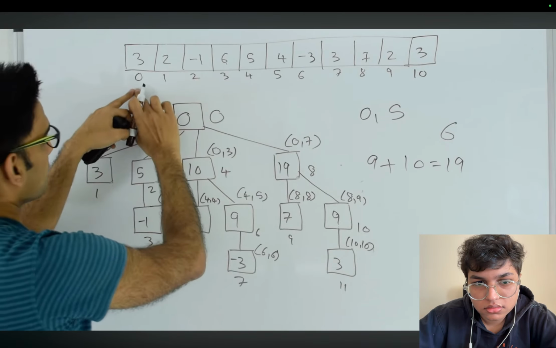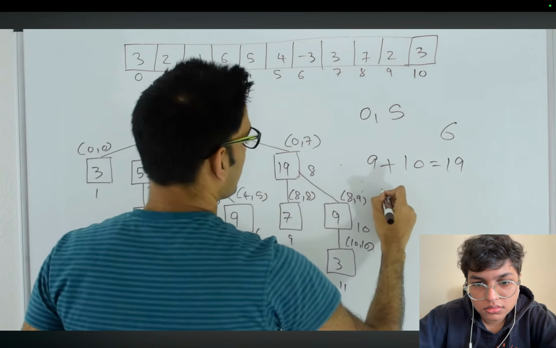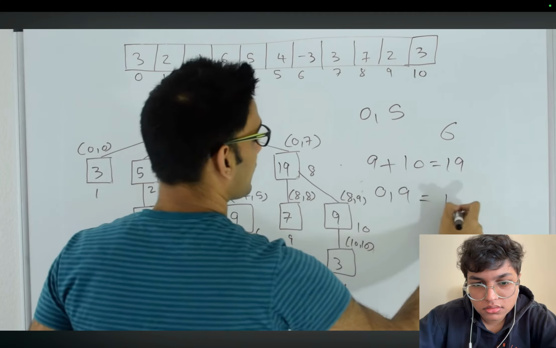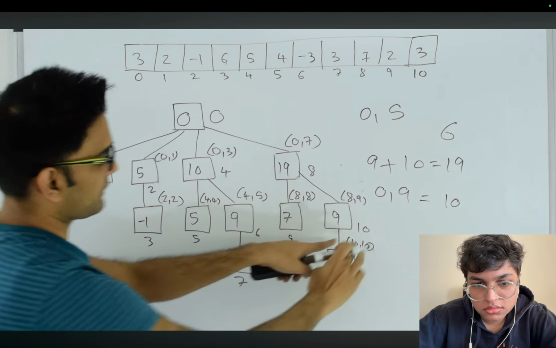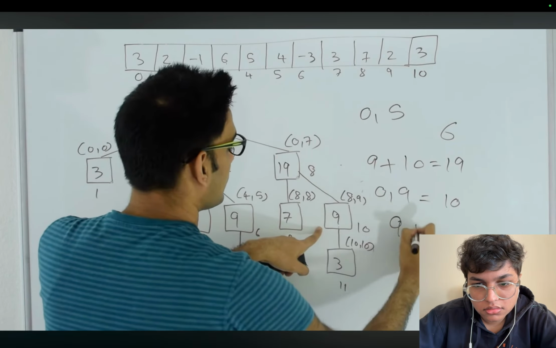So let's look at another example. Let's try to get sum from 0 to 9. So since this is 9, I'll start from the 10th node in my Fenwick tree. So I start from 10. So the value here is 9 plus.